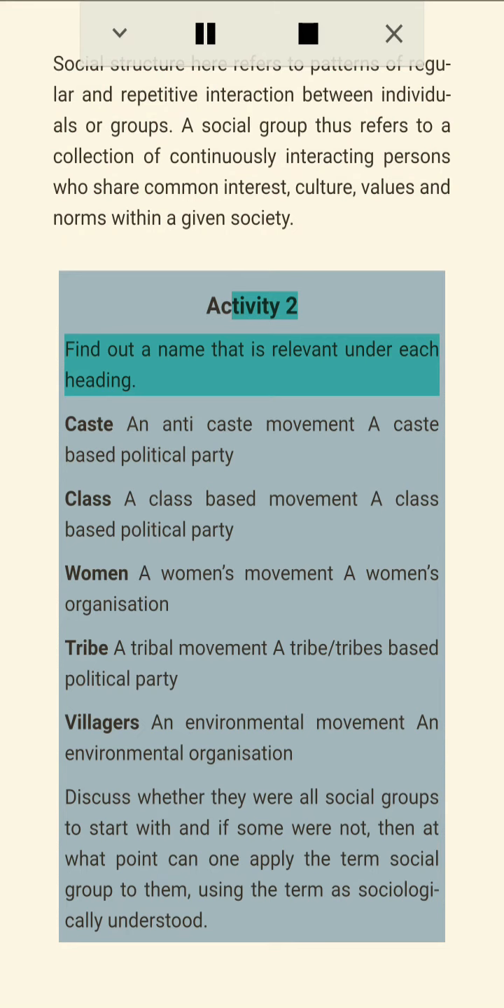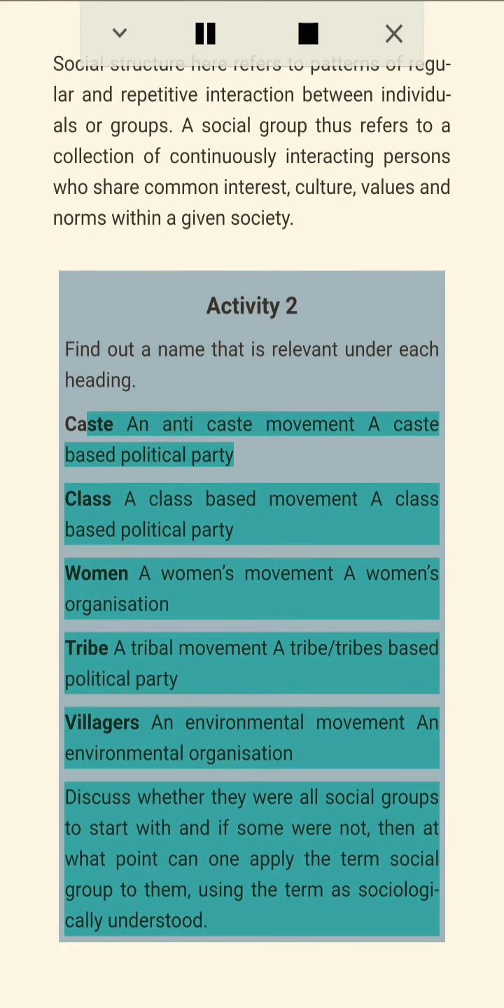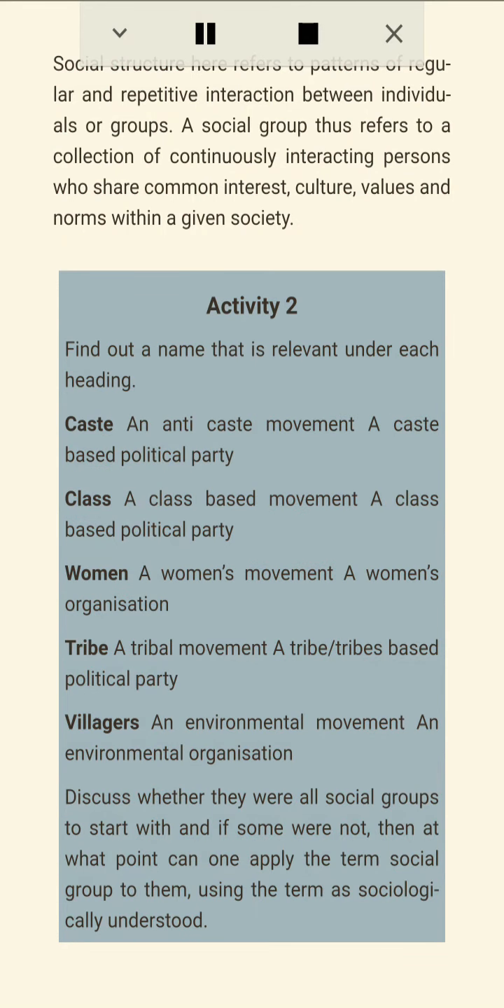within a given society. Activity 2. Find out a name that is relevant under each heading. Caste: an anti-caste movement, a caste-based political party. Class: a class-based movement, a class-based political party. Women: a women's movement, a women's organization. Tribe: a tribal movement, a tribe, a tribes-based political party. Villagers: an environmental movement, an environmental organization. Discuss whether they were all social groups to start with, and if some were not, then at what point one can apply the term social group to them, using the term as sociologically understood.